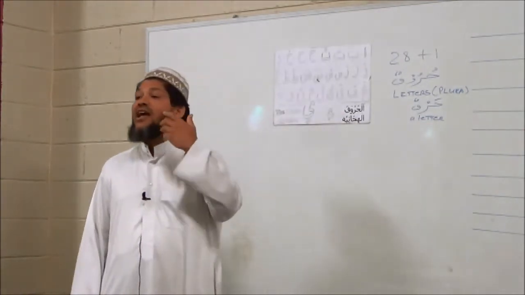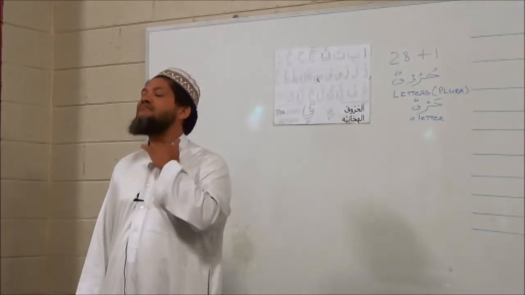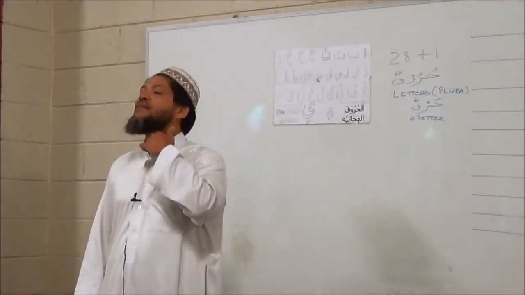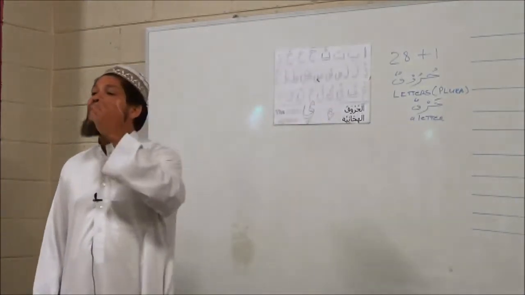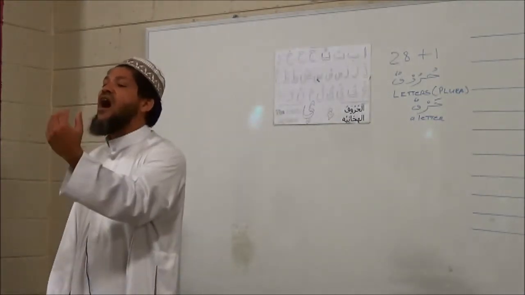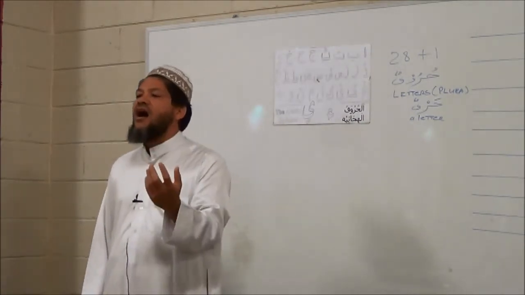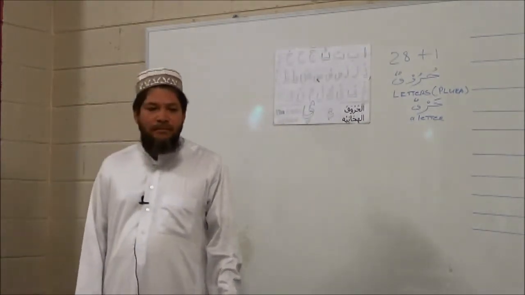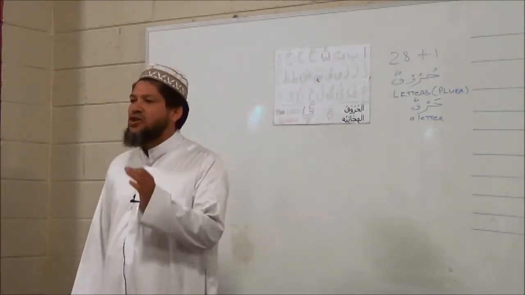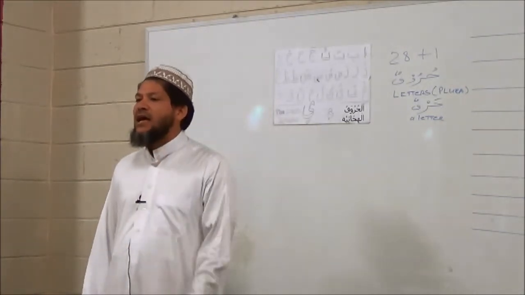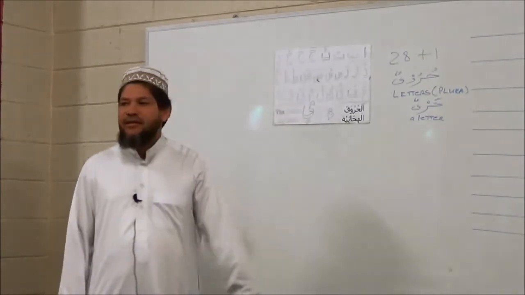Next letter, also a letter of the throat. Throat is divided into three parts: lower, middle, upper. Here we find this letter. Bit of roughness. Kha. Kha. Kha. Alif. Ba. Ta. Fa. Jim. Ha. Kha.